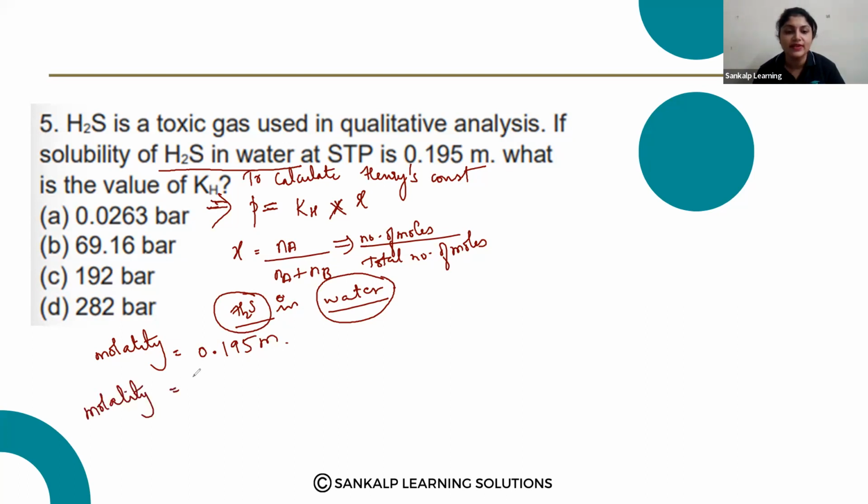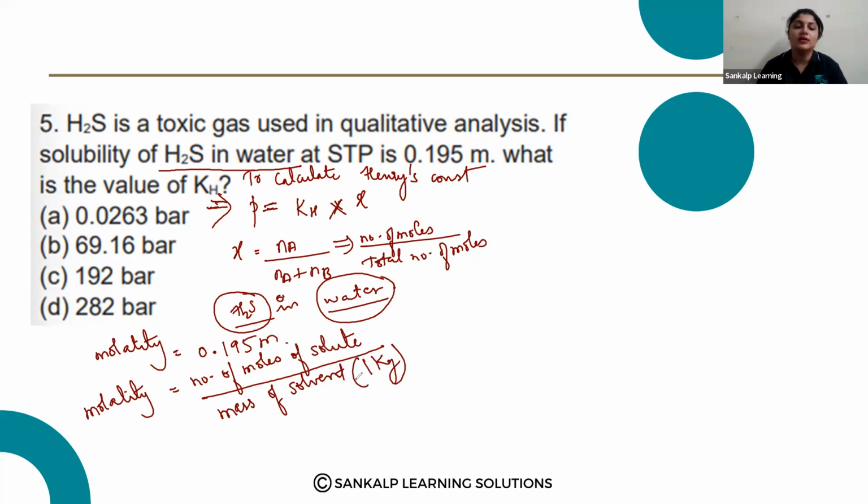So molality is given as number of moles of solute divided by mass of solvent in kg. You know molarity is moles of solute per volume of solution in 1 liter. And molality is number of moles of solute divided by mass of the solvent in 1 kg.